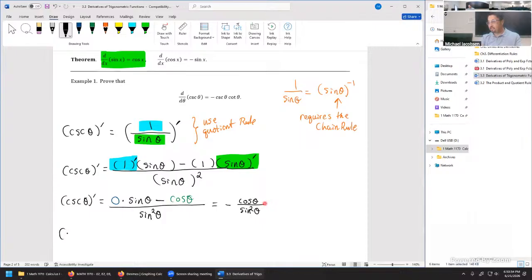So new line, cosecant theta prime, the derivative of cosecant theta is all of this. But here's a great strategy when you're trying to prove an identity. We're trying to prove that we can get to equality on this thing. We already have the negative sign, so we're good to go on our negative sign. That's nice. Let's copy it in.